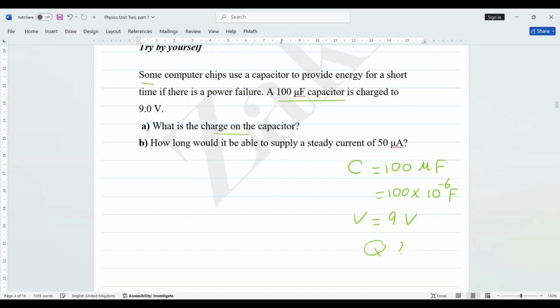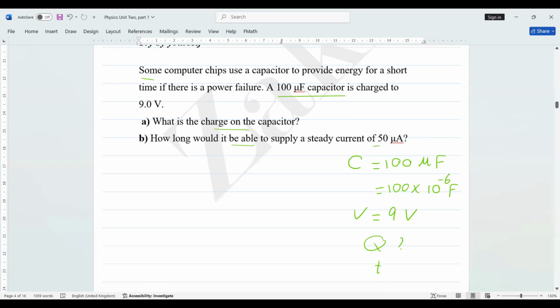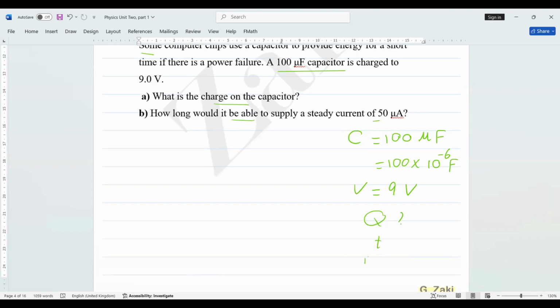We need Q. Part B, how long? We need the time. How long will it be able to supply a steady current of 50 microampere? Here we have the current in microampere. I advise you to convert, by the way, to be on the safe side. We convert it to ampere, 50 multiply 10 to the power negative 6 ampere. Let us resolve part A.